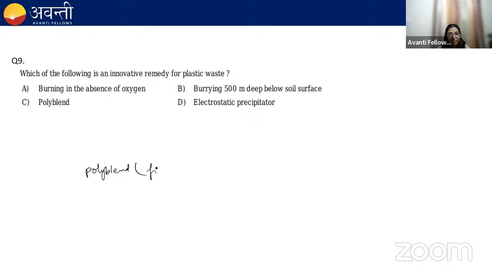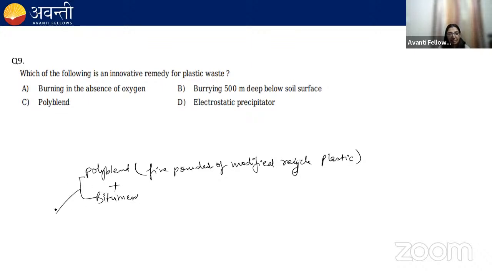So polyblend is a fine powder of modified recycled plastic. This polyblend is mixed with bitumen. Bitumen is the material used to lay the roads. So this polyblend and bitumen are mixed together and used to form roads.